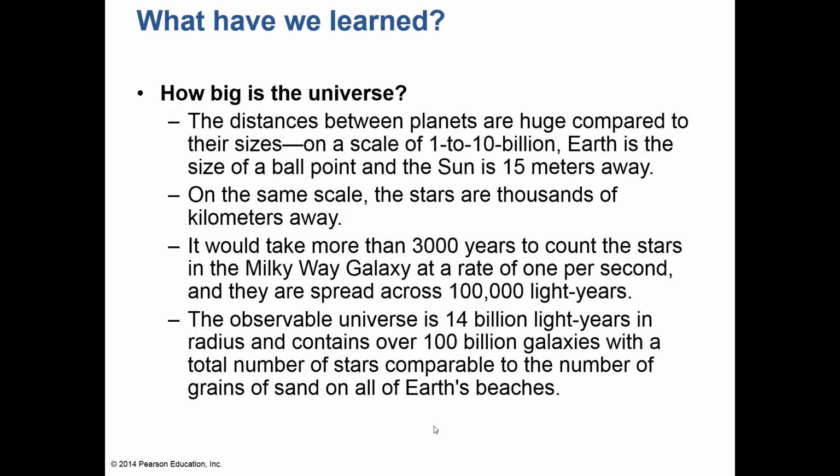The distances between planets are huge compared to their sizes. On a scale of 1 to 10 billion, Earth is the size of a ballpoint and the Sun is 15 meters away. On the same scale, the stars are thousands of kilometers or miles away. It would take more than 3,000 years to count the stars in the Milky Way galaxy alone at a rate of 1 per second. And they are spread across 100,000 light years, as I mentioned before. The observable universe is 14 billion light years in radius and contains over 100 billion galaxies with 200 billion stars each. And that's a very large number.